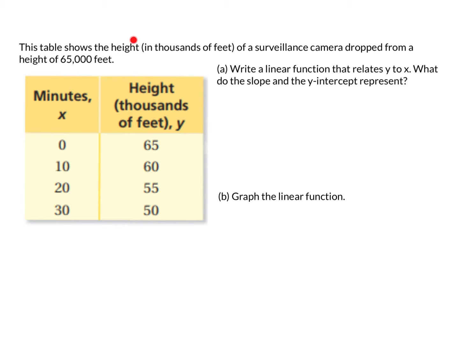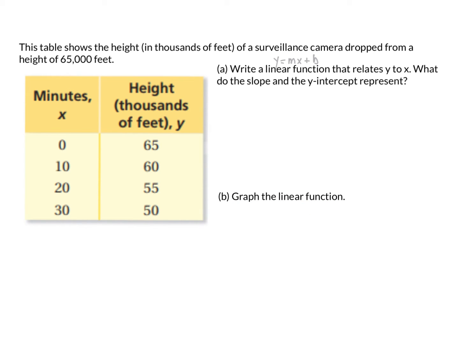Okay, for our next example, they have given us a table, and the instructions say that the table shows the height in thousands of feet of a surveillance camera dropped from a height of 65,000 feet. Okay, so I guess we have a surveillance camera, and it's been dropped from 65,000 feet, so probably from an airplane. And as the minutes go by, you can see that this surveillance camera is getting lower and lower, okay? So what do they want us to do? They want us to write a linear function, okay, that relates y to x, and then they want to know what do the slope and the y-intercept represent, okay? And then in this part, they want us to graph the linear function.